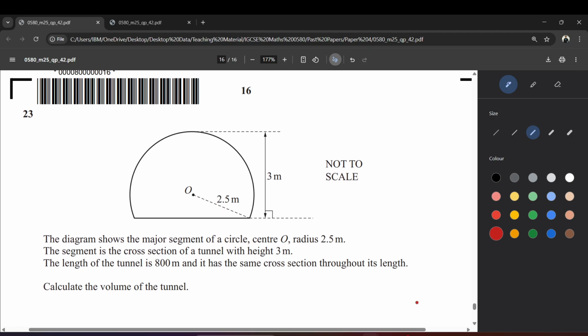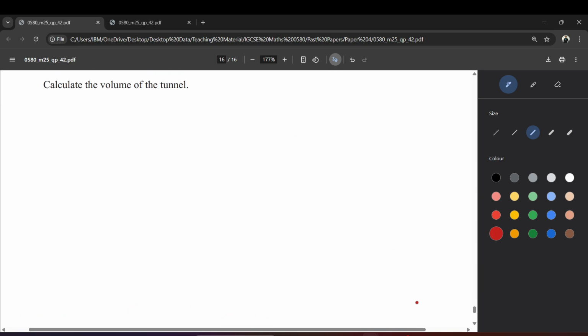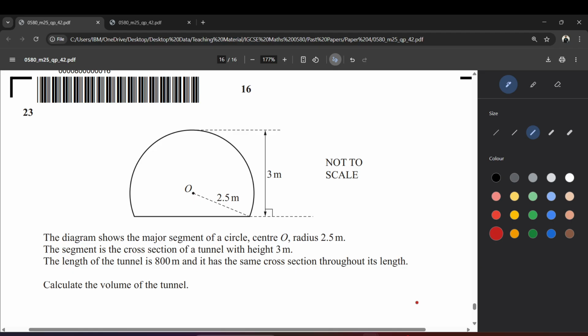Okay, question number 23, and yes, this is the last question. The diagram shows the major segment of a circle, center O, radius 2.5 meters. The segment is the cross section of a tunnel with height 3 meters. The length of the tunnel is 800 meters and it has the same cross section throughout its length. Calculate the volume of the tunnel.